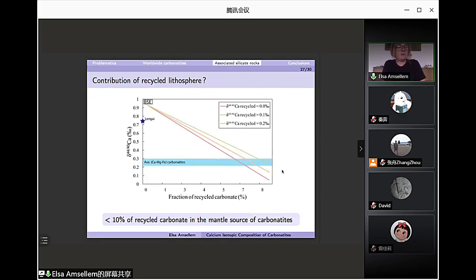So we did a simple mass balance, with a starting material of a mixing of BSE value calcium composition and recycled material from subduction, and with three different compositions, because this is not very well known. And this mixing could explain the calcium isotopic composition of the carbonatites by adding less than 10% of recycled carbonates in the mantle source of carbonatites.